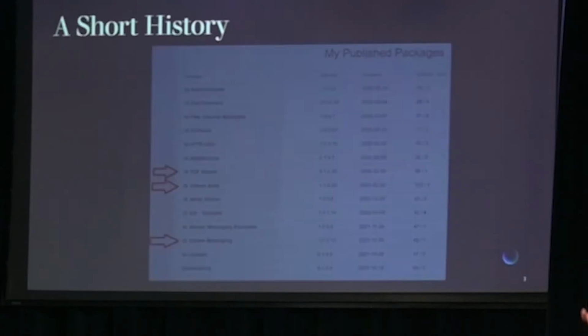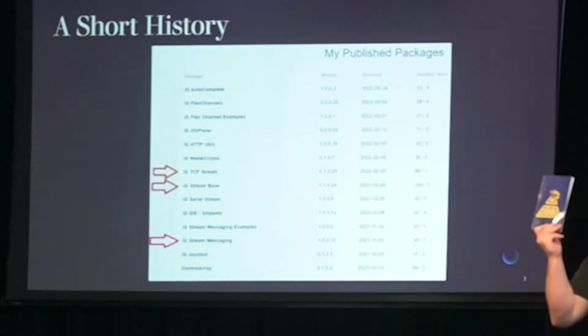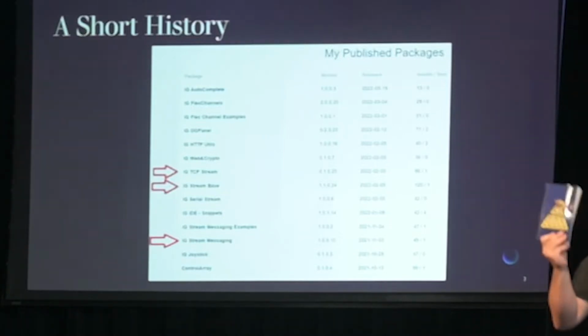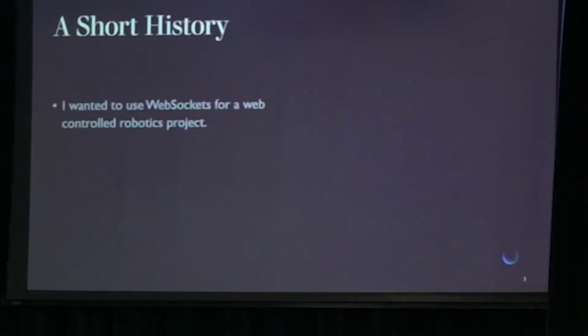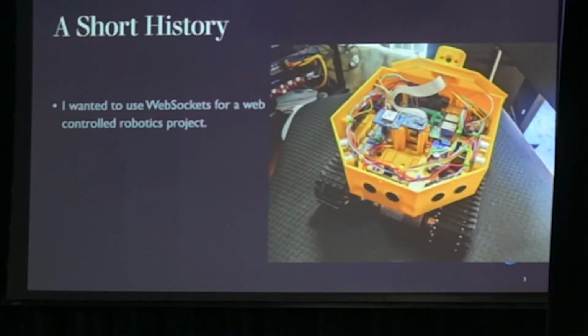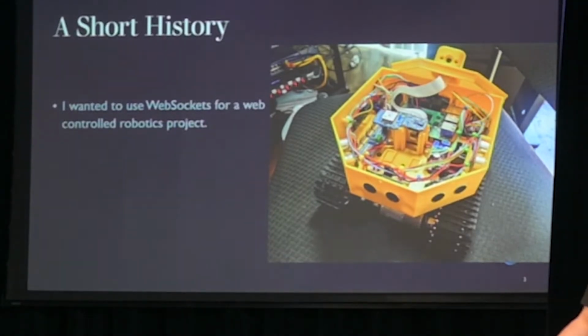So, short history about me. I have a whole bunch of open source libraries that I published to VIPM under the moniker Illuminated G. And I already had a handful of streaming TCP libraries available, which we'll get back to their importance. So I do robotics projects, and I wanted to use WebSockets to run this guy. This has a Raspberry Pi in there running the Links toolkit, running a WebSocket server, so I can do stuff with it over the web.